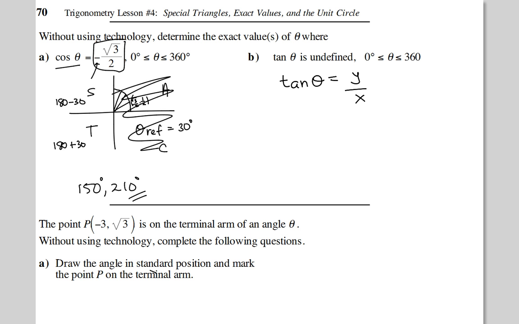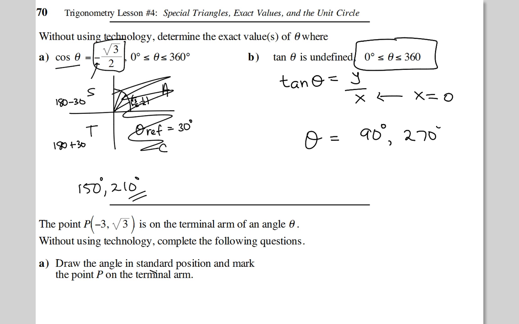theta is y over x, that's when the x is 0. So where on the unit circle is the x coordinate 0? 90, and there's one more in this domain, 270.